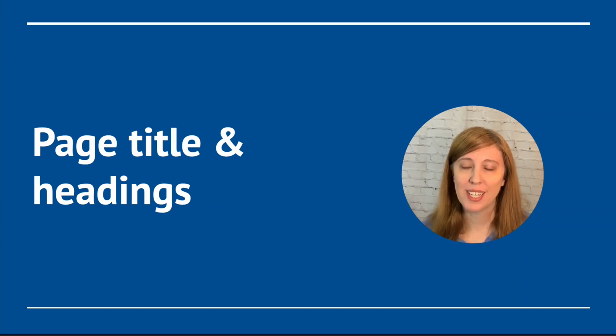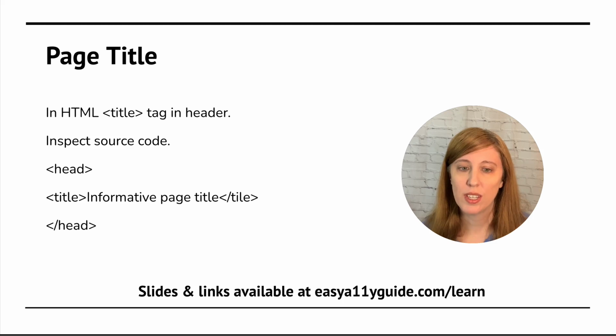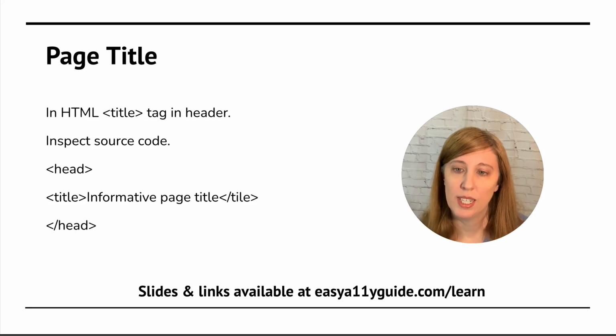I'm Jen Harries, and in this video, I'll be talking to you about page title and heading order. The first thing that we'll check for is page title. This is looking for a title tag within the header section of the HTML. To do so, we'll inspect the source code, and within this, we want to find the head tag, and within it, the title tag. Here's an example.